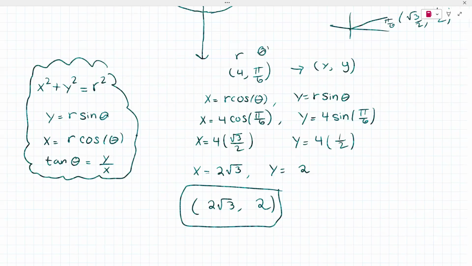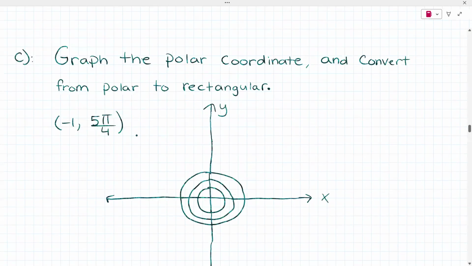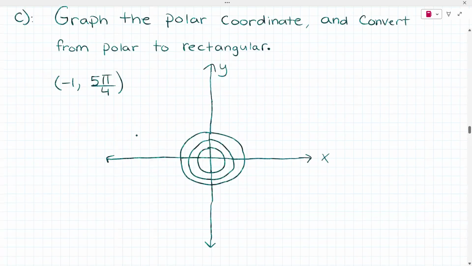Okay, let's move on to example C. Graph the polar coordinate and convert from polar to rectangular. So first, I gotta see where this is on the graph. This is a polar coordinate, so that means -1 is my radius, and my theta is positive 5 pi over 4. So be careful, it can be tricky.